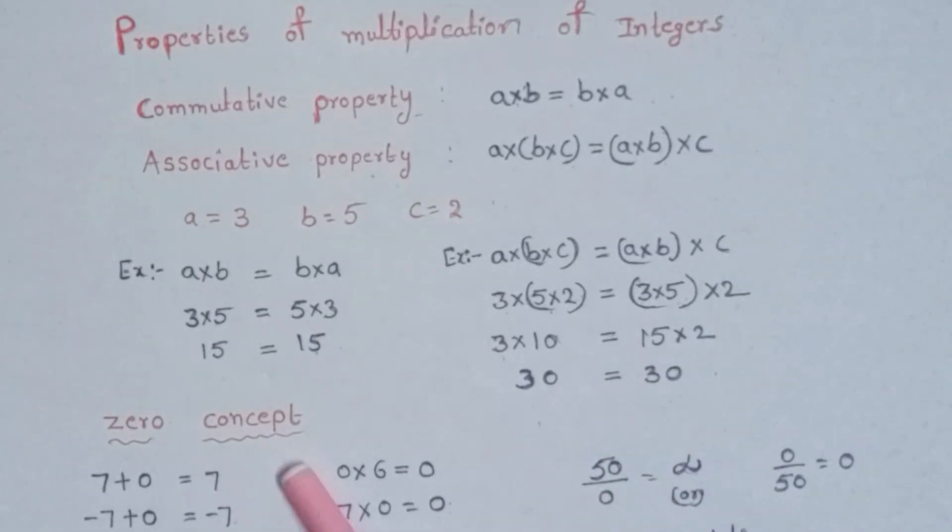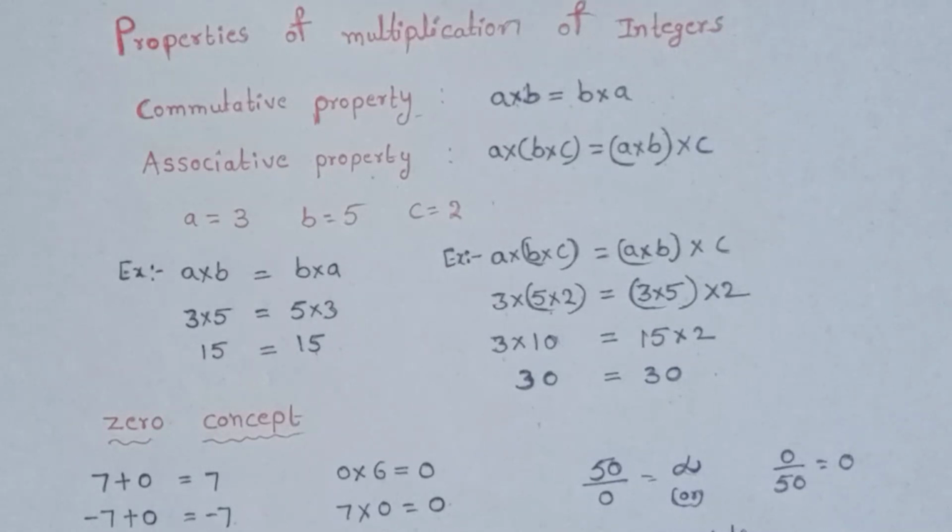Again, the zero concept in the integers. Here any number, 0 added to any number, the answer is the number itself. 0 subtracted from any number, the answer is itself. If 0 is added or subtracted, then the answer is itself. Now let us see. 7 plus 0 is equal to 7. Minus 7 plus 0 is equal to minus 7. 0 plus 7 is equal to 7. 7 minus 0 is equal to 7.